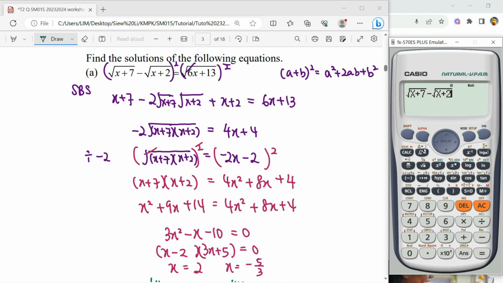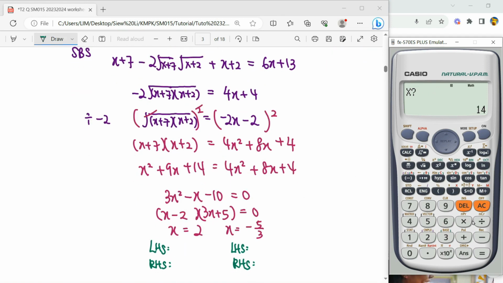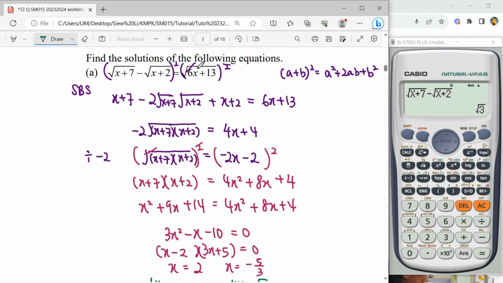So I'm going to calculate for these two values. For x equals 2, the left hand side value is 1. Then calculate again for another value, negative 5 over 3. So here is surd 3. So we are done with the left hand side. Now we can proceed to the right hand side. So repeat again, we key in this formula, which is square root, alpha x, 6 alpha x, then plus 13. Then we press the calculate button.